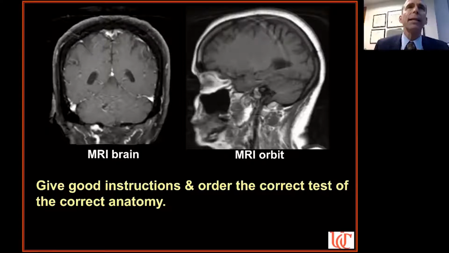In this case, we said, listen, the person has exophthalmos and double vision. We strongly suspect an orbital lesion. So give them as much information as you can to help them as they get the study.